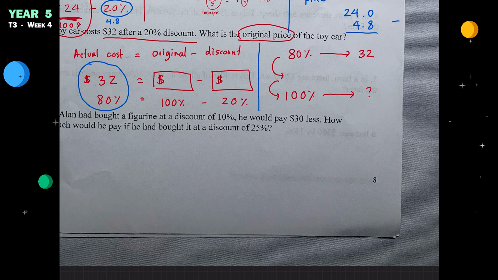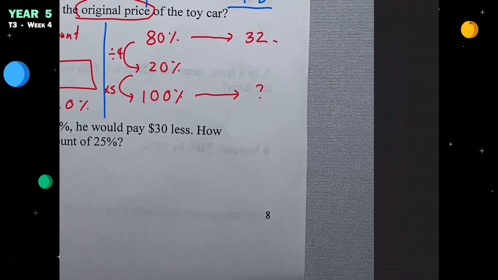80, we can go down to 20%. Okay, I can divide it by 4 to get it down to 20. And then from 20, I can just times it by 5 to get to 100. So I'll do the same thing here. I'm going to divide it by 4. And then I'm going to times it by 5.